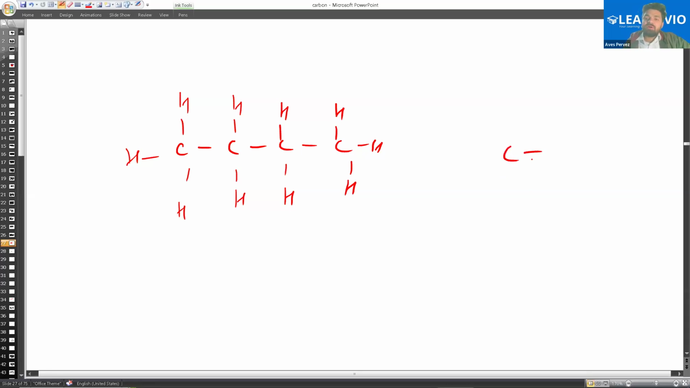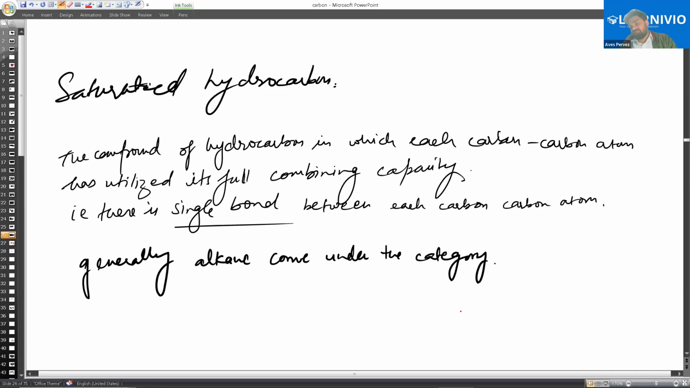And when it has a double bond or triple bond between any two carbon atoms, then it will be considered unsaturated. This is an unsaturated hydrocarbon. Unsaturated hydrocarbon means compounds of hydrocarbon which have either a double bond between any two carbon atoms or a triple bond between any two carbon atoms. So note it down fast. What is a saturated hydrocarbon?